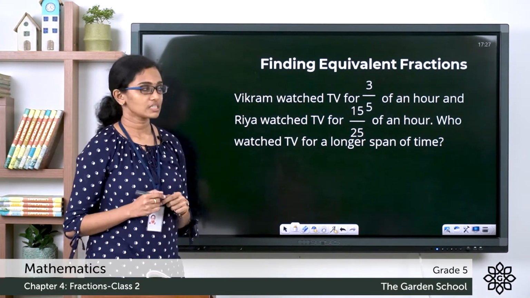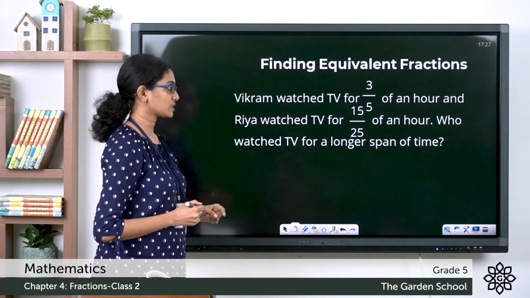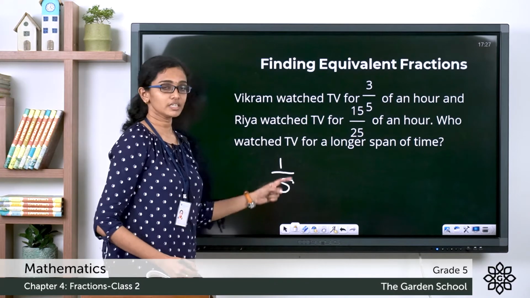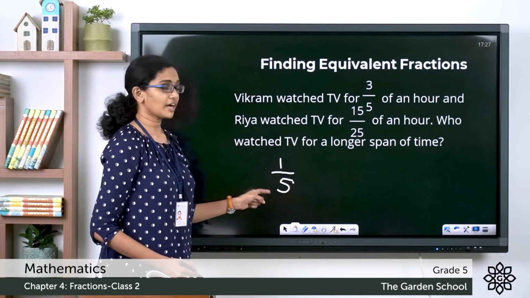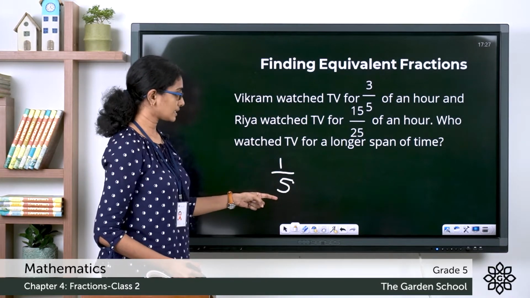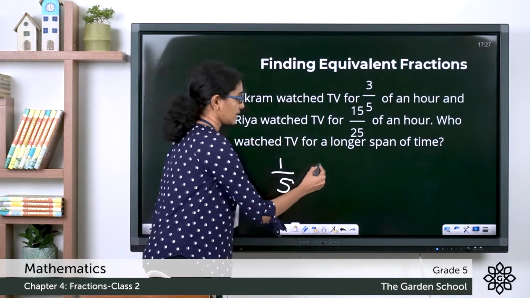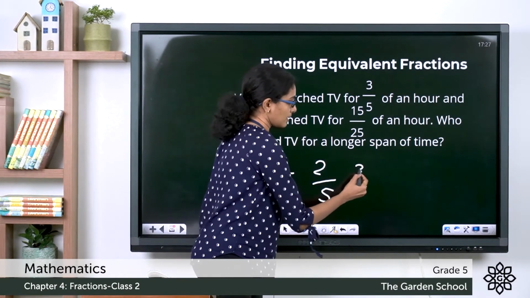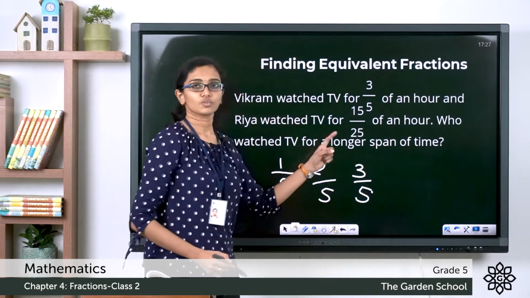Vikram watched TV for 3/5. How do you read this? Read this fraction. It is 1 out of 5 total parts, so you can read this as 1/5, and this you can read as 2/5, and this 3 by 5 you can read as 3/5.